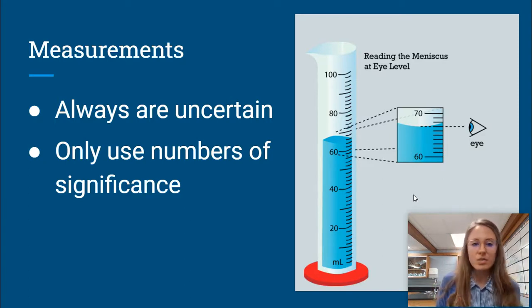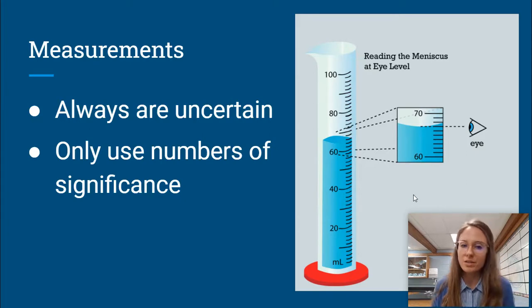In science, we want to only use the numbers of significance in our values, in our measurements, in our calculations. If we were to try and guess the volume of water in this graduated cylinder to the 10,000th place, there's so much uncertainty in that measurement that our calculation really wouldn't hold any value, okay? So we're going to go over some of the rules to determining significant figures and how you can tell if a digit is significant or not.